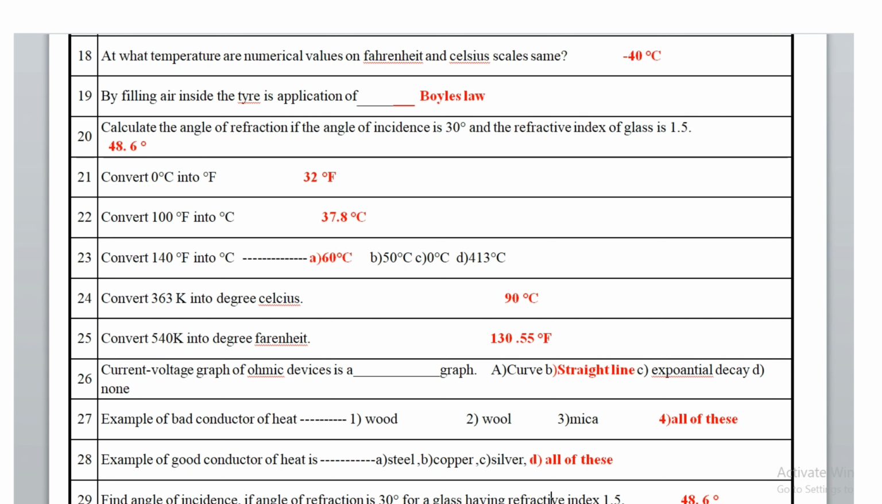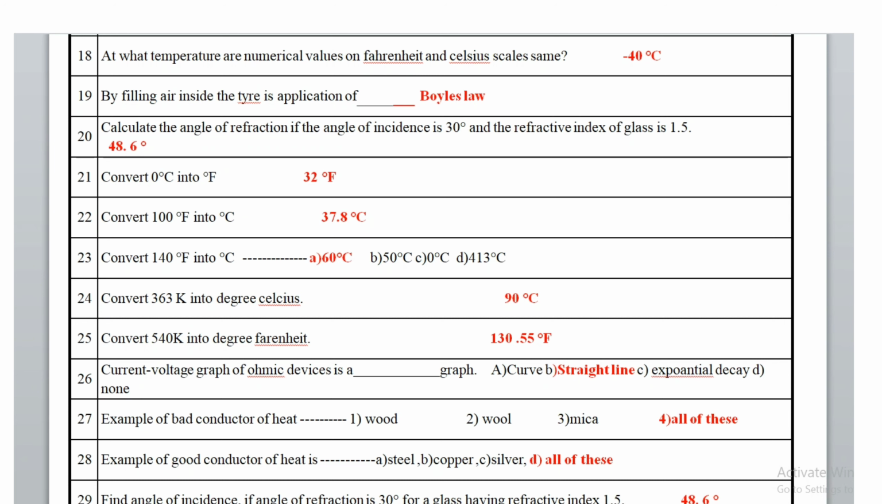Calculate the angle of refraction if the angle of incidence is 30 degrees and the refractive index of glass is 1.5. Then the angle of refraction is 48.6. Convert degree Celsius into degree Fahrenheit, 32 degree Fahrenheit. Convert 100 degree Fahrenheit into degree Celsius, it is 37.8.